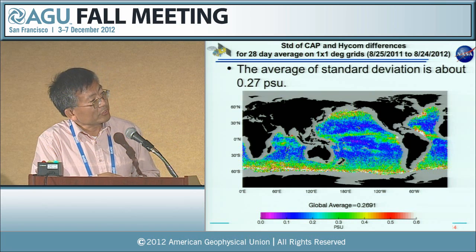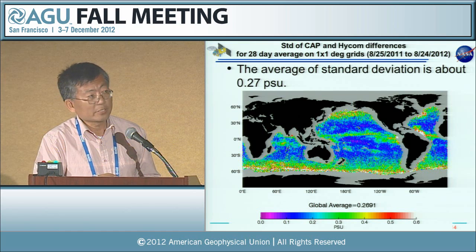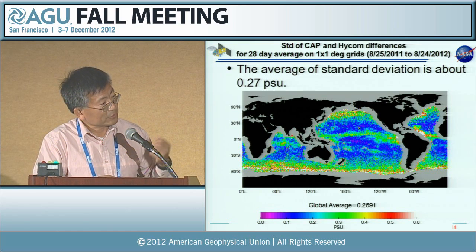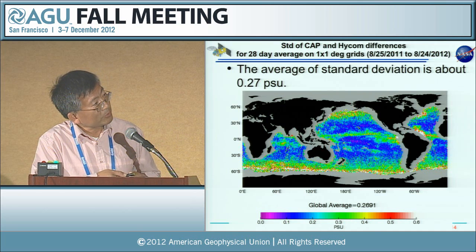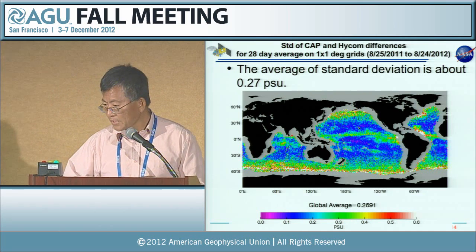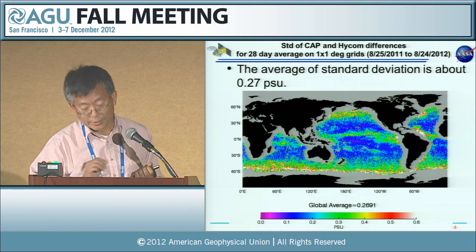And for the high latitudes, I think we are not doing that well because of smaller sensitivity to SSS, to salinity, for cold water. So there's still some issue, and apparently there's still some issue with rain. But the global mean is 0.27. That's very good. Okay.